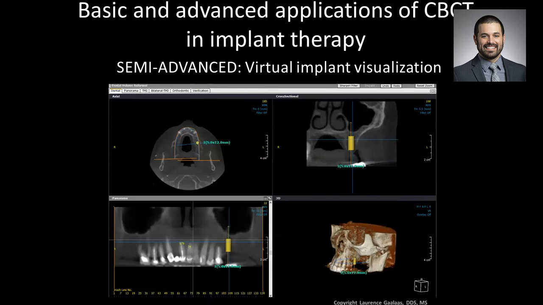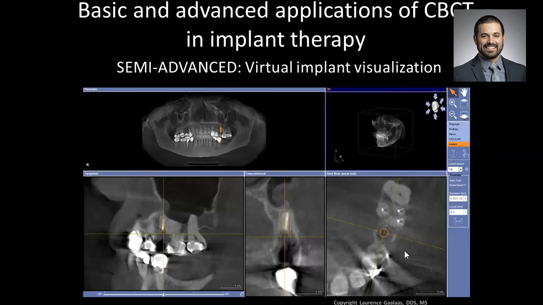The next approach, kind of one step up, is this semi-advanced approach, which I will call virtual implant visualization, where with a fancier software, you can drop in a generic cylinder, or I'll jump ahead here to a different software, more of a tailored implant representation into a planned implant site itself.